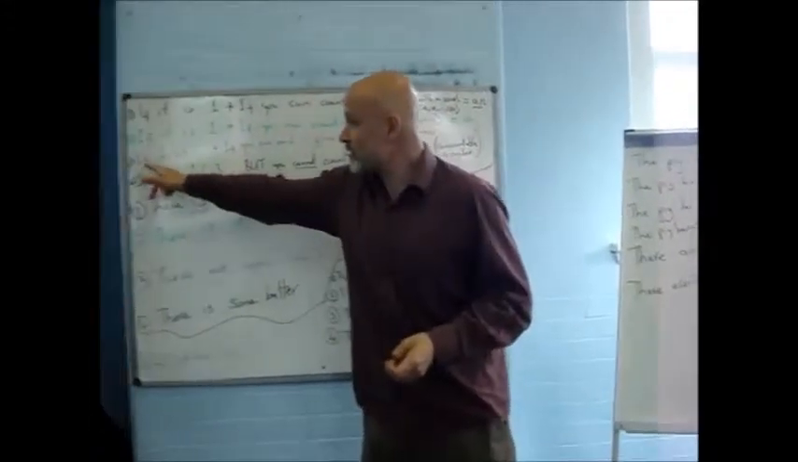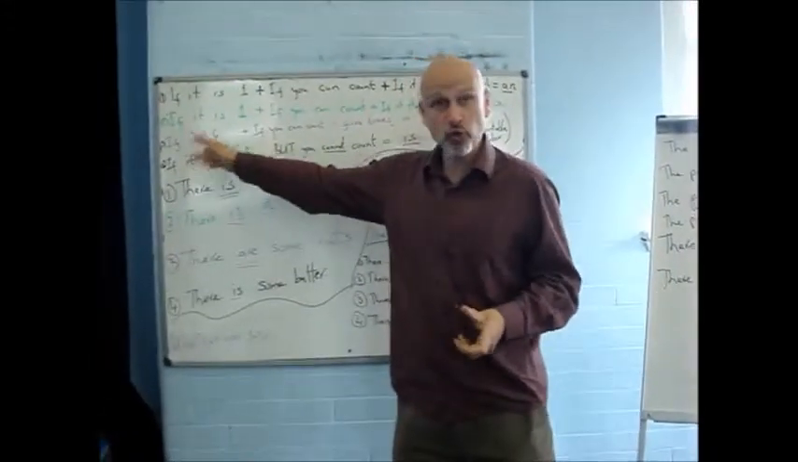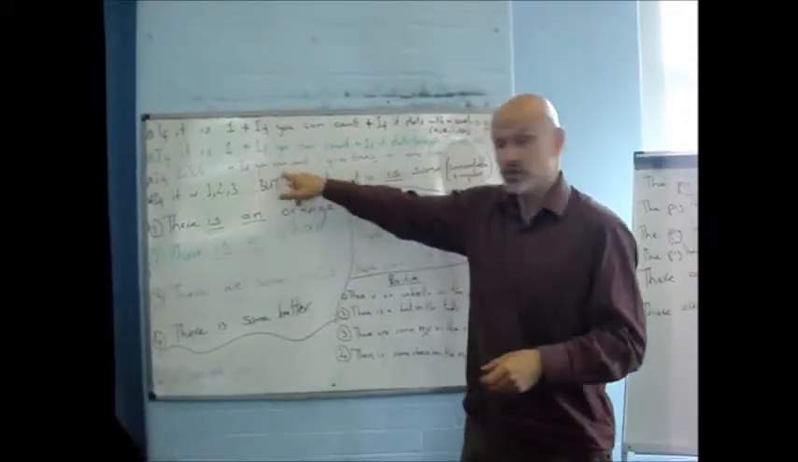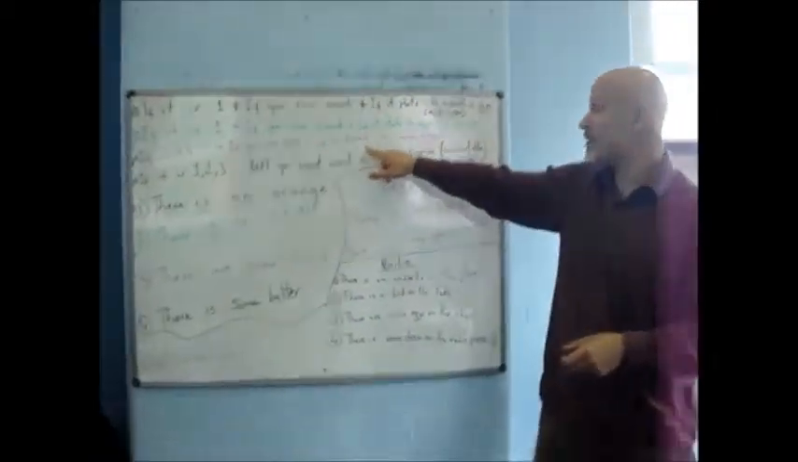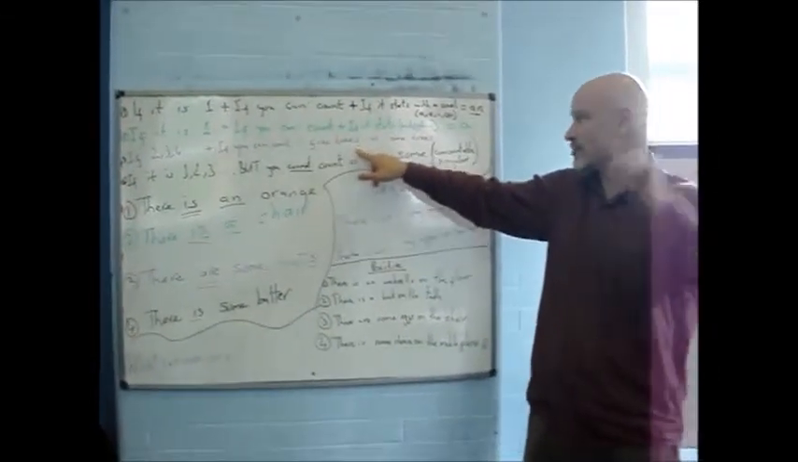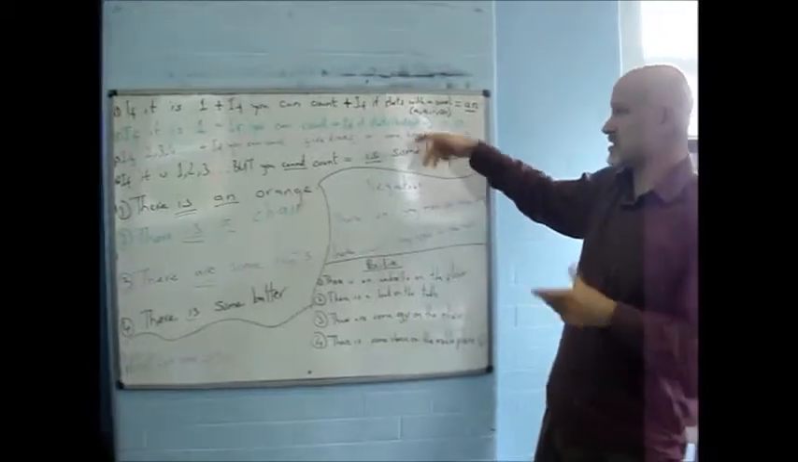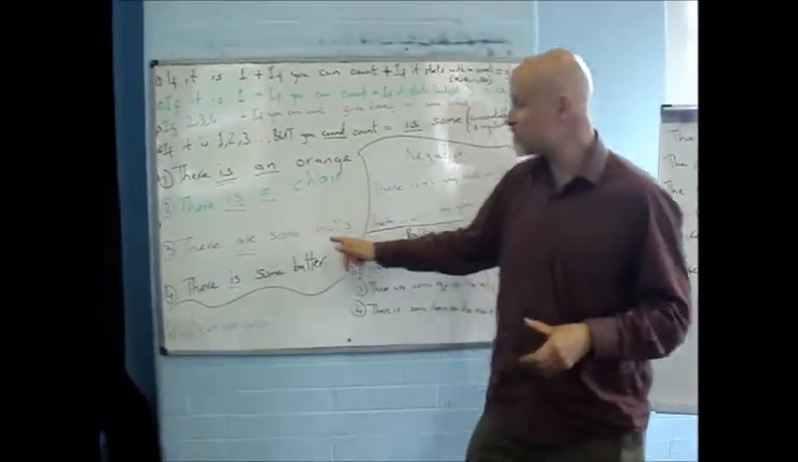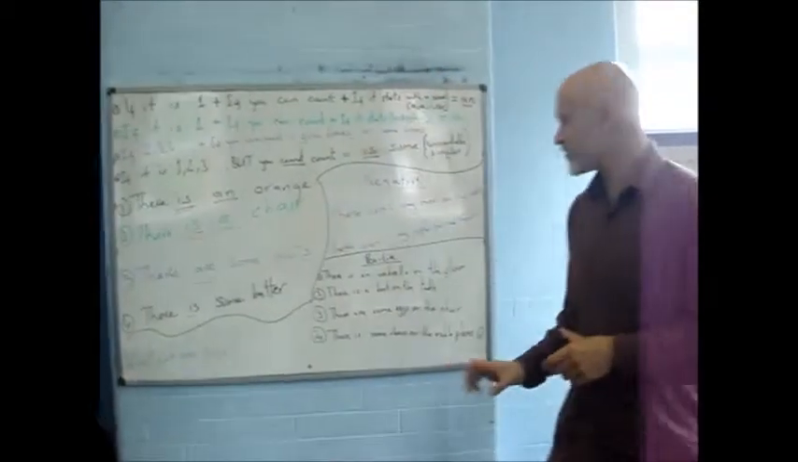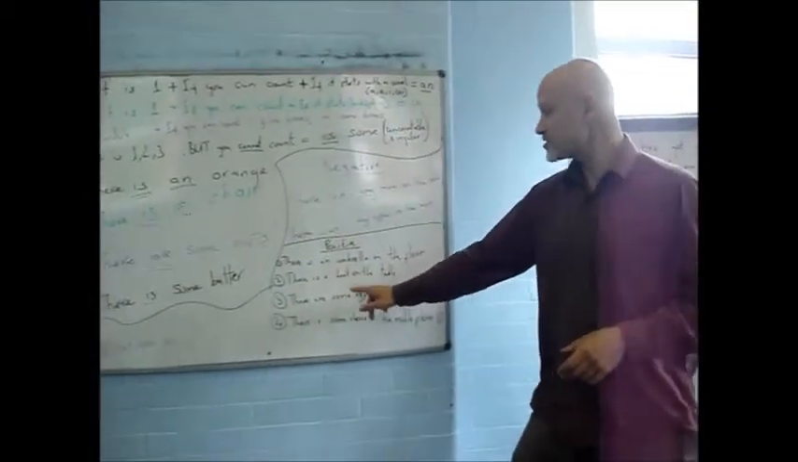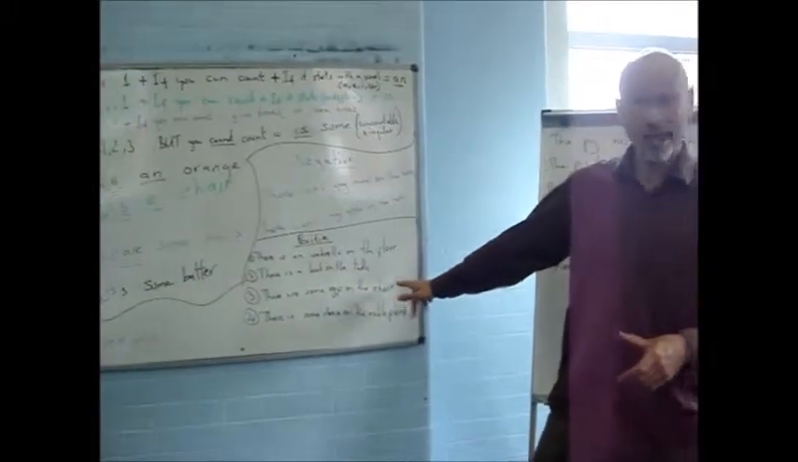Rule number 3, if it is 2 or 3 or 4, so plural, and you can count it, we have to remember the plural, the S sound. Some trees, for example. Rule number 3, there are some nuts. This word is very important. Here's another one with the preposition. There are some eggs on the chair.